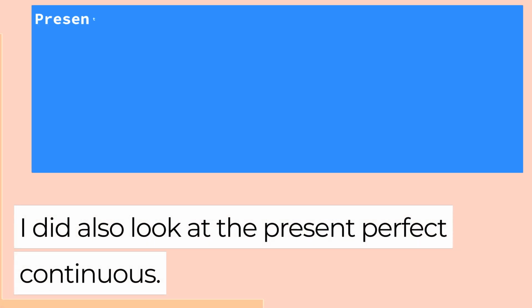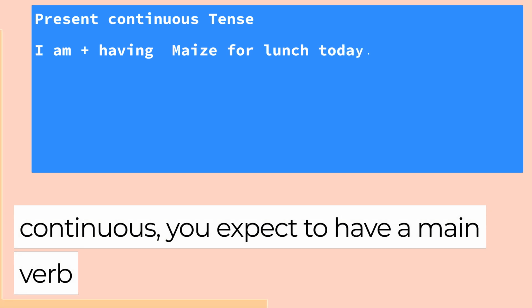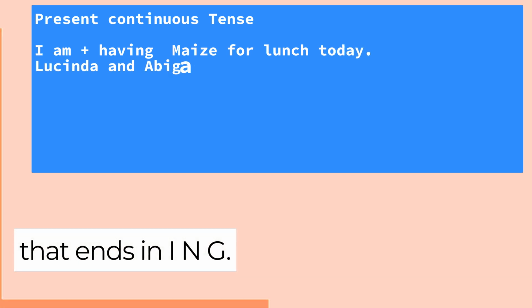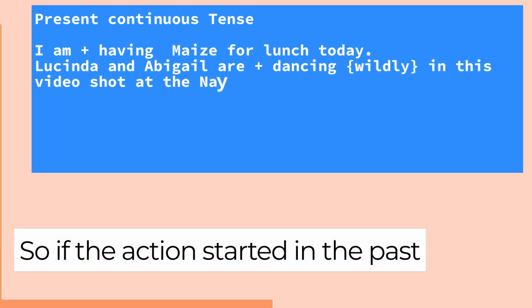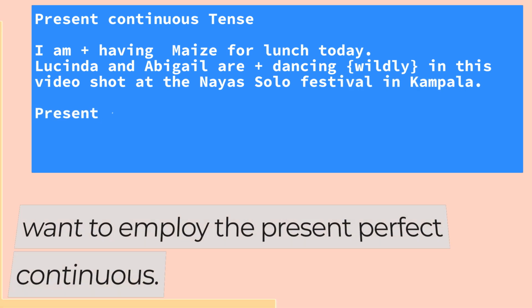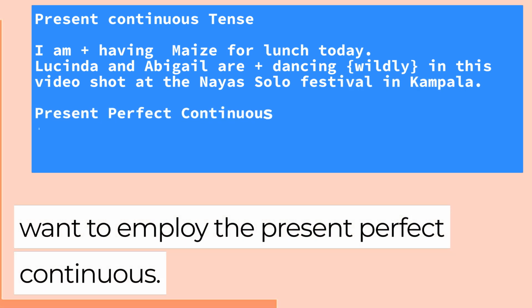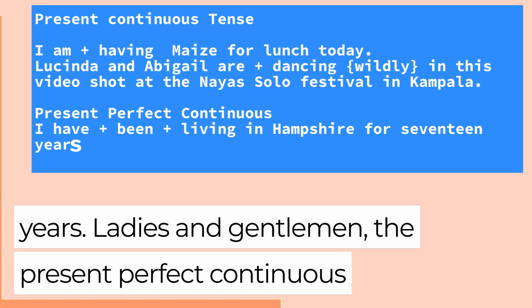I did also look at the present perfect continuous. Ladies and gentlemen, wherever you hear the word continuous, you expect to have a main verb that ends in ing. Continuous means the action is ongoing. So if the action started in the past, but it's continuing into the present, you might want to employ the present perfect continuous. I have been living in Hampshire for 18 years.